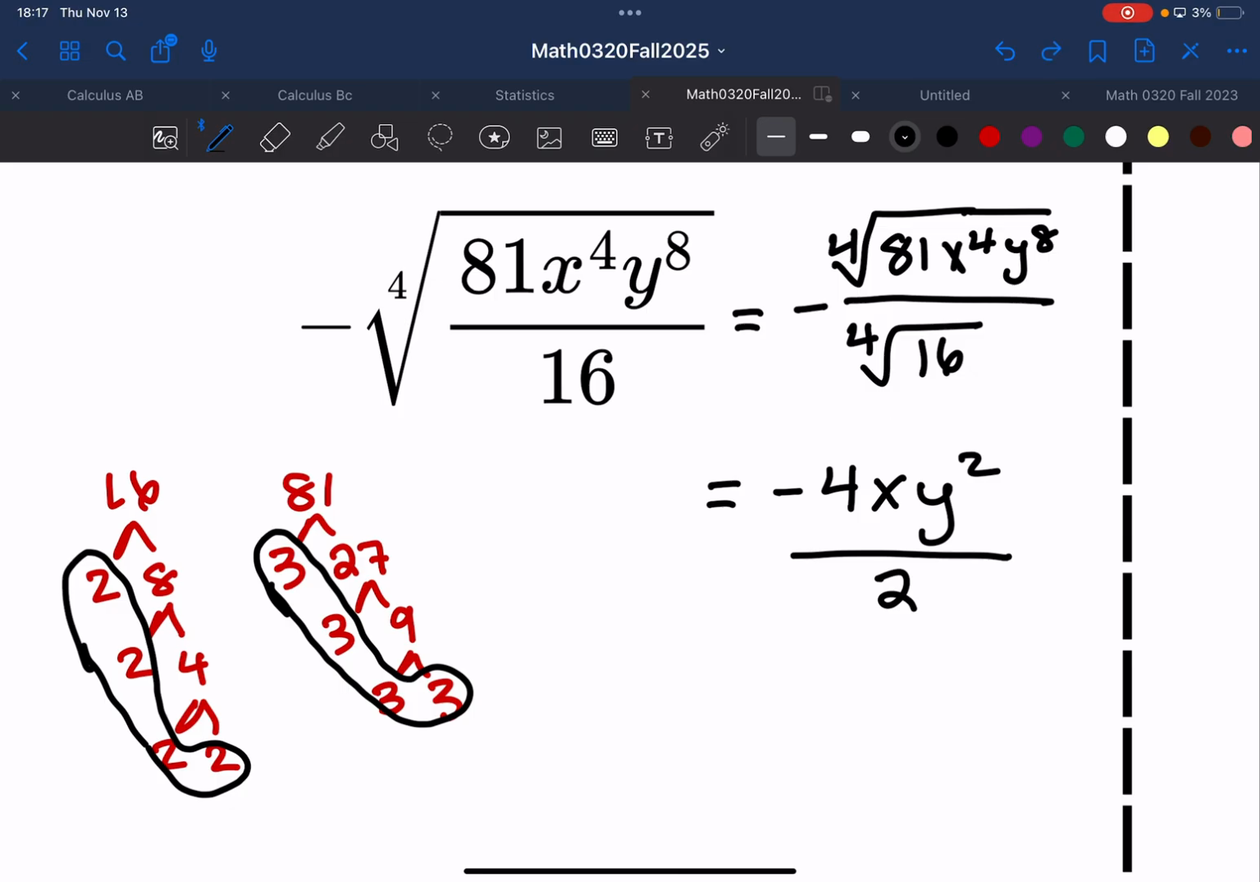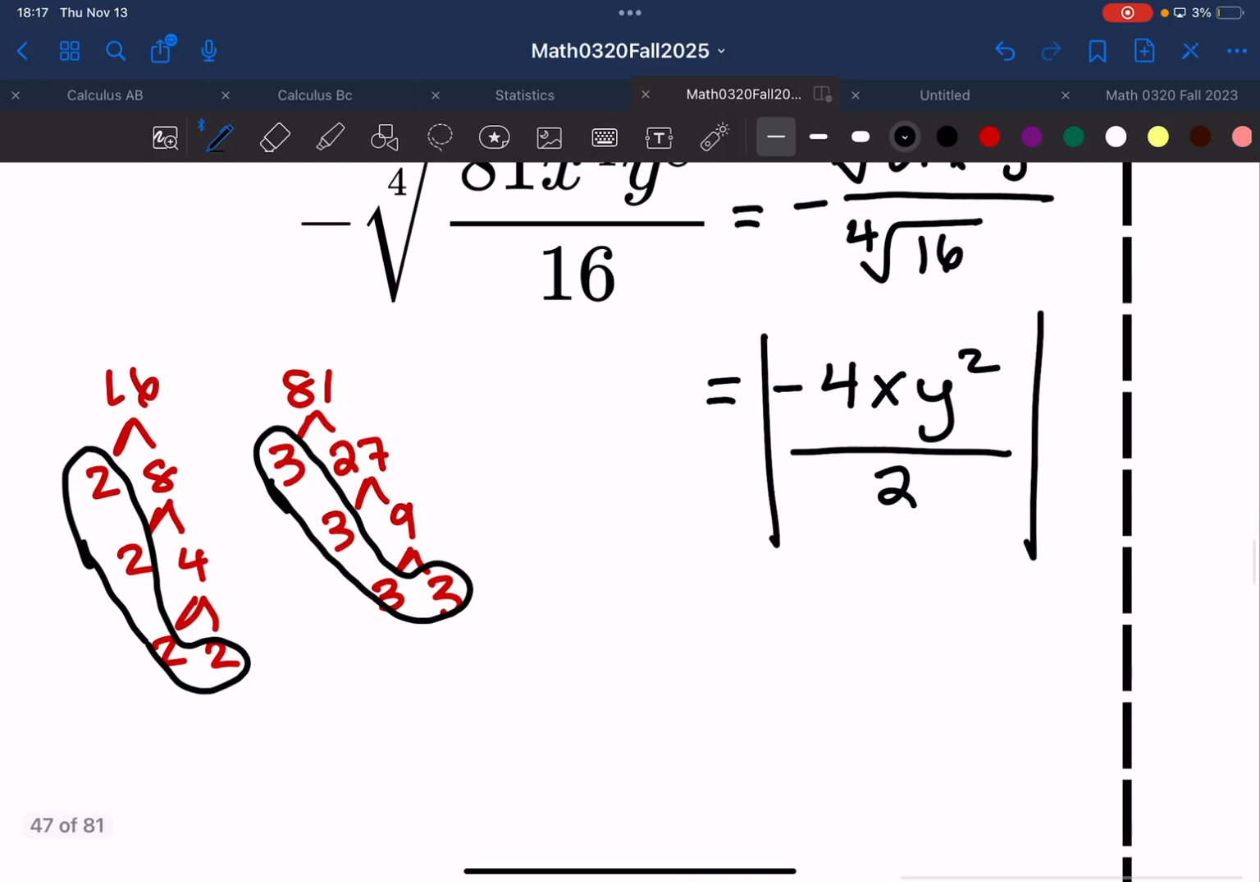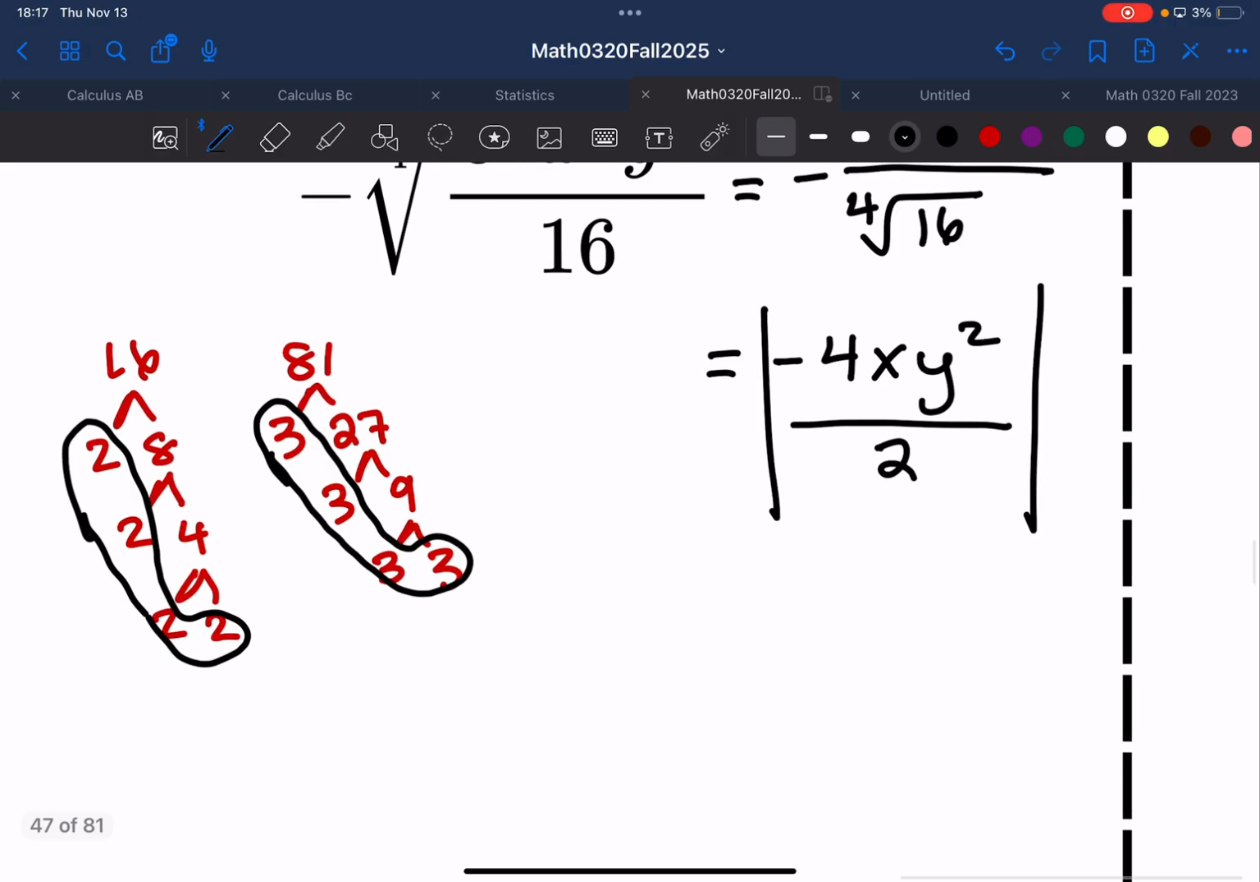Oh, wait, this is not my answer. What did I forget? I brought the negative, the absolute value, this right here, which means what happens to the negative? It goes away, okay? Because remember, the 4th root of a number means that has to be that same number multiplied 4 times. And if you do 4 times 4, that's 16, times 4 is a bigger number. If it was the square root of 16, then yes, it would be 4.